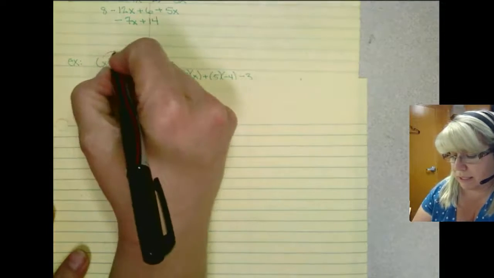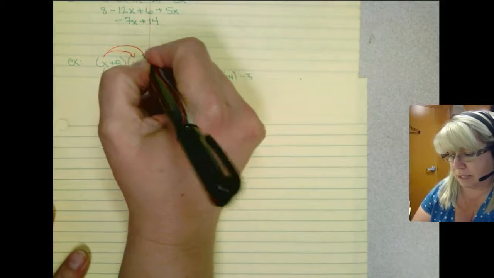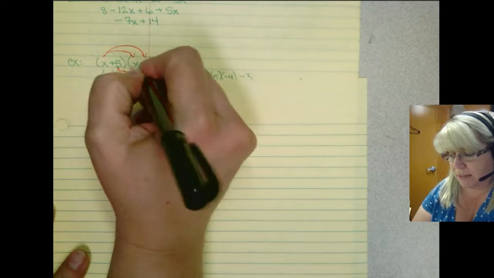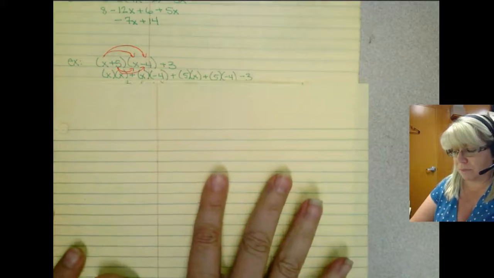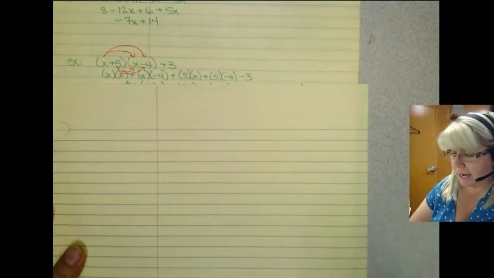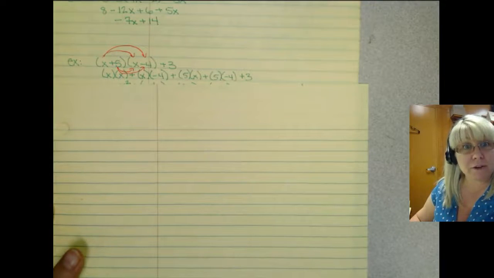So first I did x times x. X times negative 4. Then I'm going to do the 5 times the x and the 5 times the negative 4. And then don't forget this, plus 3. I may have an error in my problem.